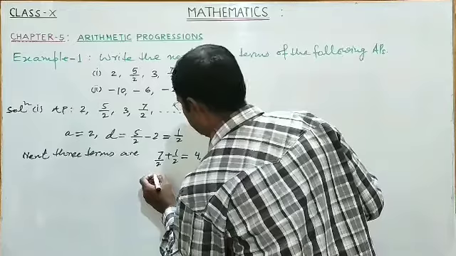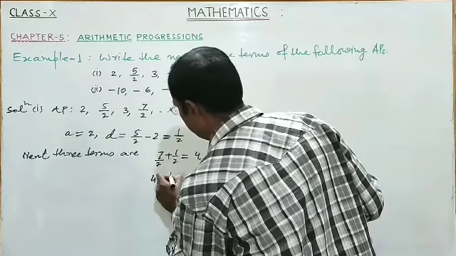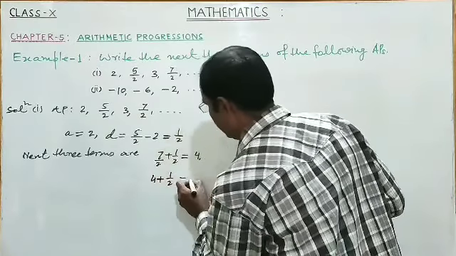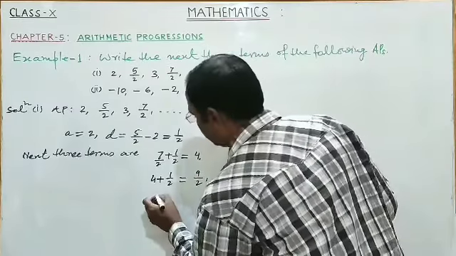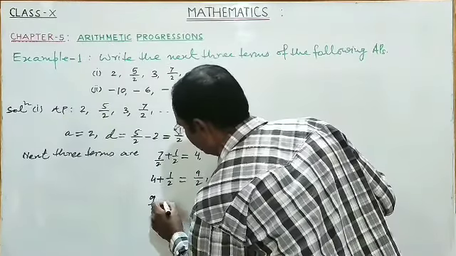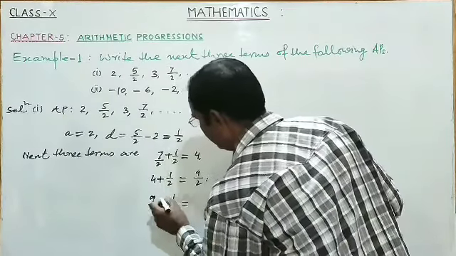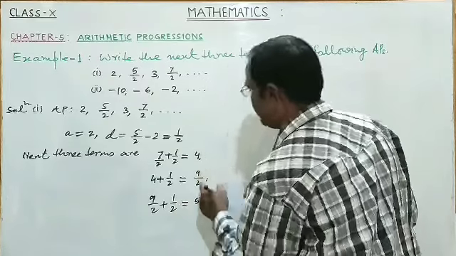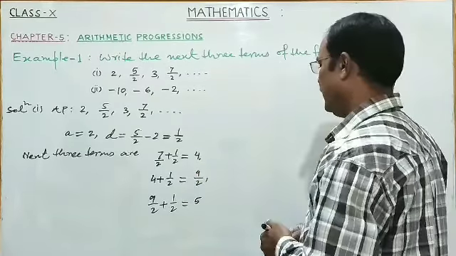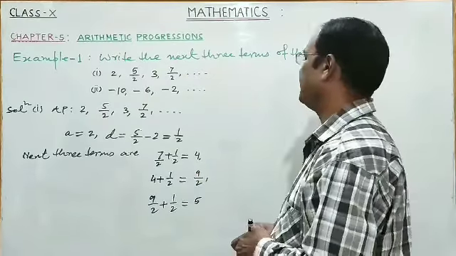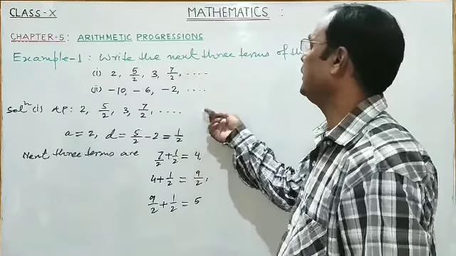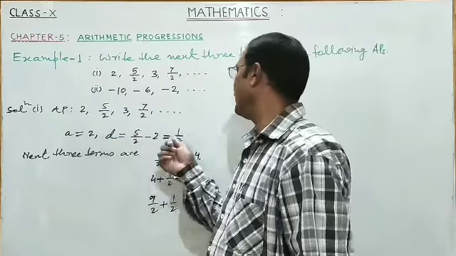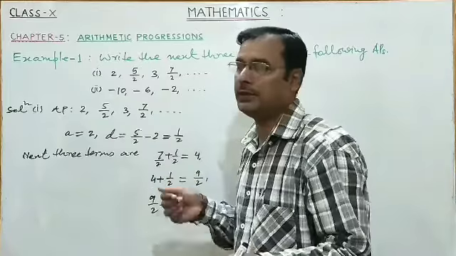The next term is 4 plus 1 by 2 equal to 9 by 2. And the next term is 9 by 2 plus 1 by 2 is equal to 5. So this way 4, 9 by 2 and 5 are the next three terms of this AP whose first term is 2 and common difference is 1 by 2.